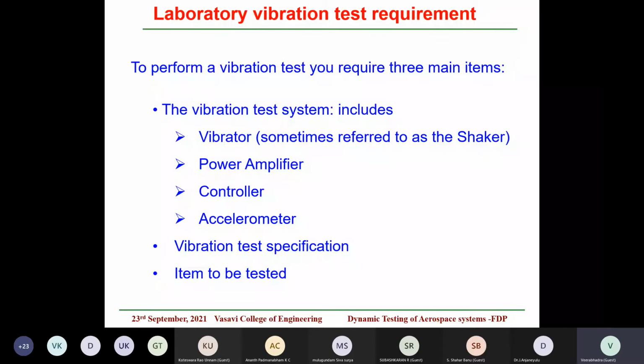Nowadays, for each industry, there are different test standards which one can follow initially if you don't have measured data. But once measured data is available, you can frame the test specification from the measured data. At the end of this lecture, I will be dwelling upon the test specification development from the measured data. And the other thing we need is the item to be tested, what we call the unit under test. So once we want a vibration test on a system, we need a vibration test system, a test specification, and also the unit to be tested.